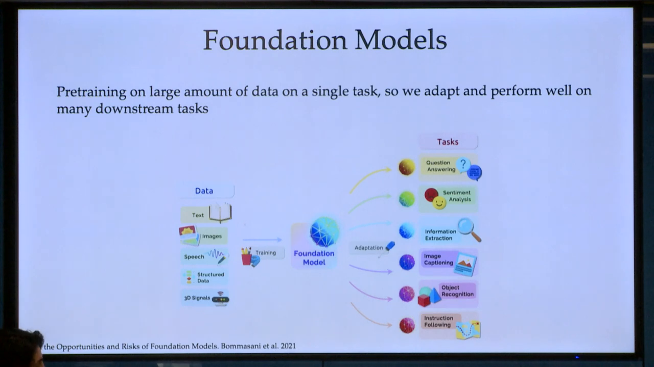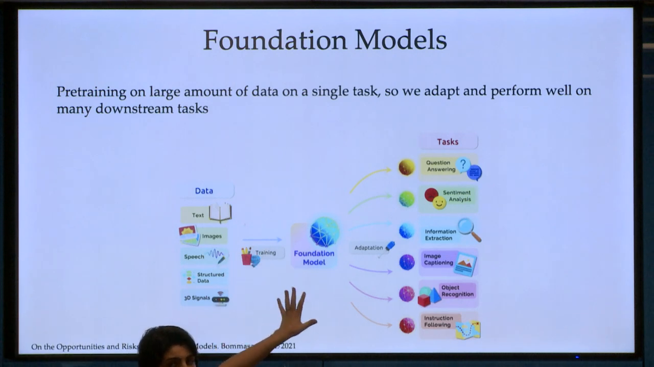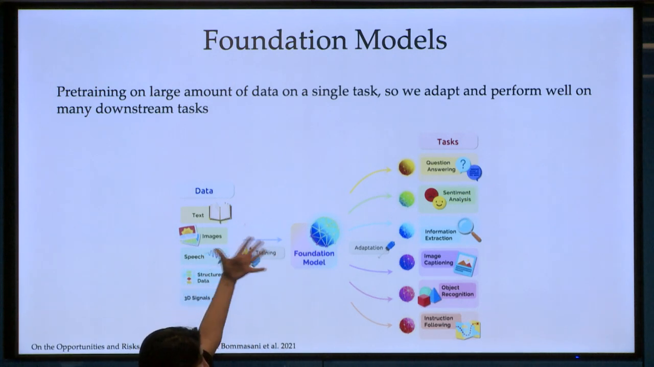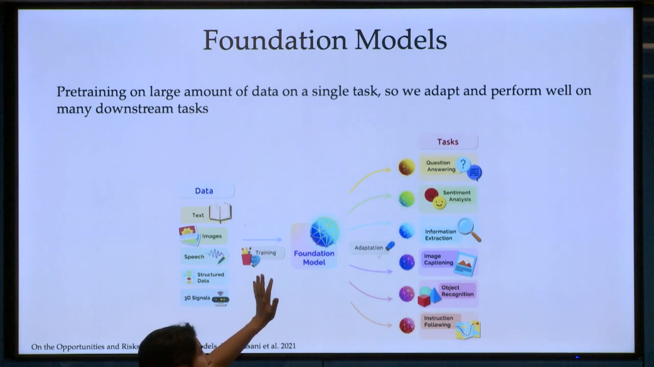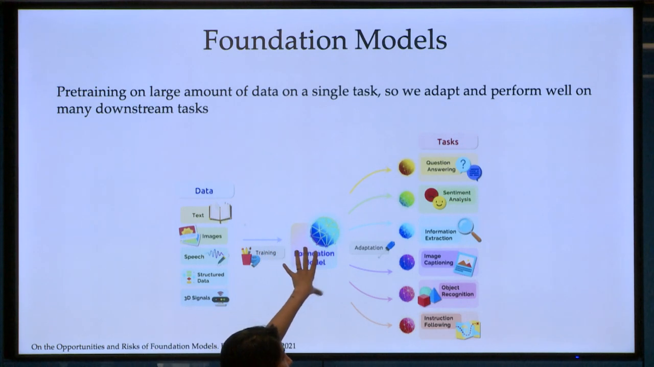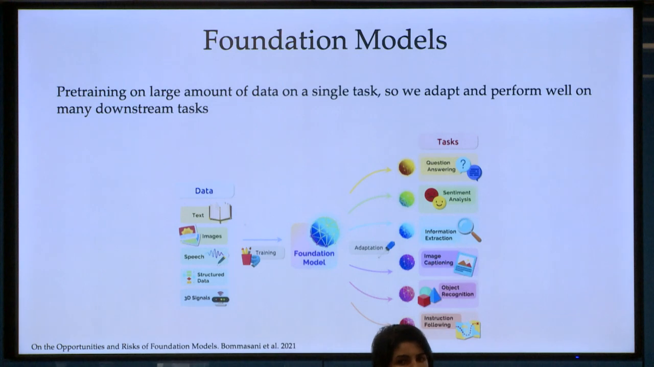So there was a foundation models paper. Let's define what foundation models are so we're all on the same page. Basically, the idea is I have a large amount of data. I'm pre-training large models on some objective, maybe predicting the next word, so that I have a representation that could be useful for many different downstream tasks.